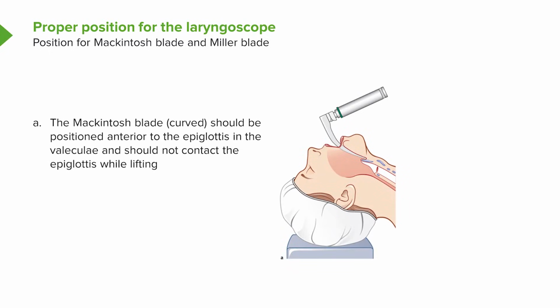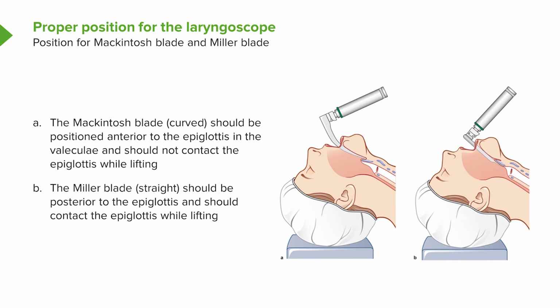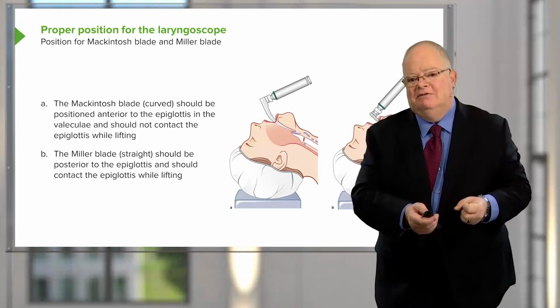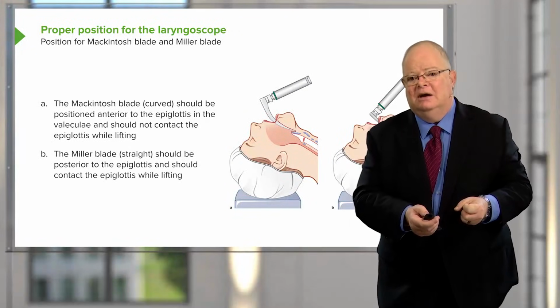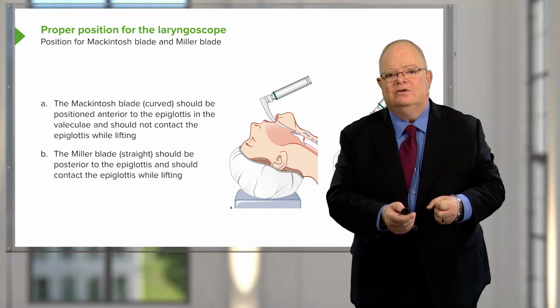So the Macintosh blade, the curved blade, should be positioned anterior to the epiglottis in the vallecula, that's the base of the tongue, and should not contact the epiglottis. The Miller blade, the straight blade, on the other hand, actually lifts the epiglottis, and you can see that in the picture to the right of the Macintosh blade. It actually lifts the epiglottis, and there's some hemodynamic changes that can occur when you do that, particularly vagal stimulation, so you can get bradycardia and things that I'd just as soon avoid, so I don't use a straight blade.